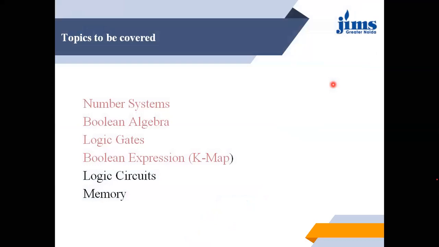In last lecture, we revised the digital electronics in computer architecture. There we discussed the number systems, Boolean algebra, laws of Boolean algebra. Then we discussed the logic gates, basic gates as well as universal gates, and in the last we discussed Boolean expressions and minimization of Boolean expressions using K-map.